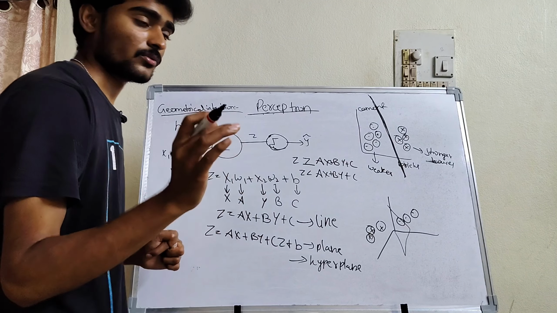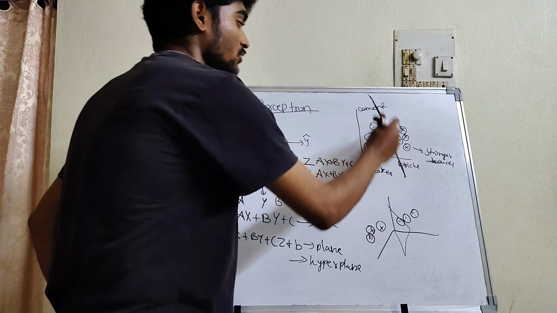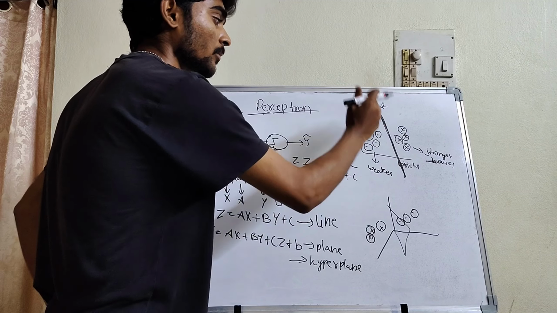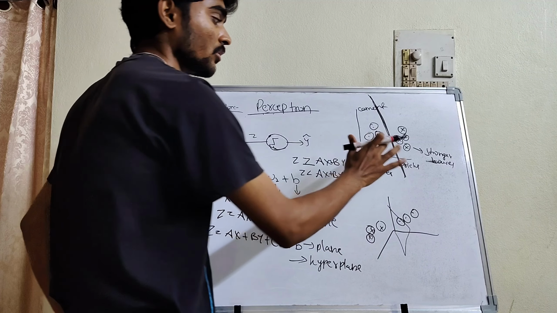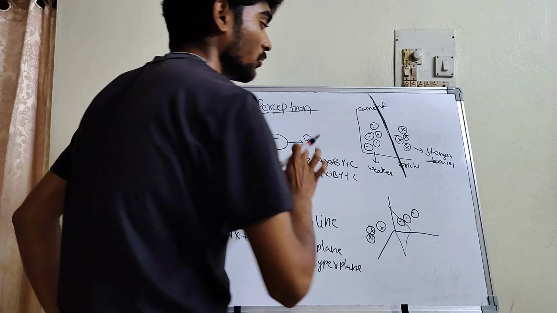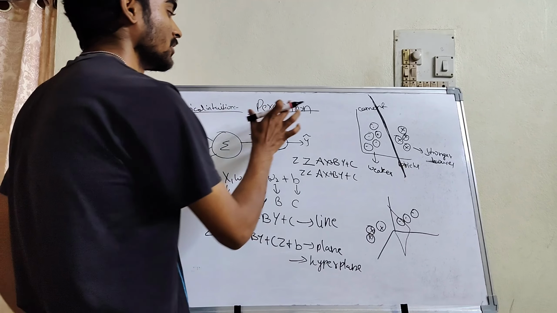Okay, in this way a line, plane, or hyperplane is drawn to separate and classify two different classes by the perceptron.